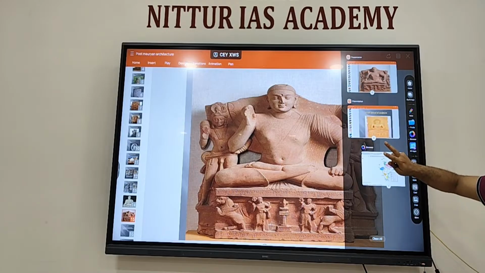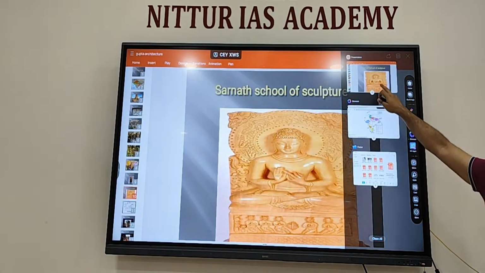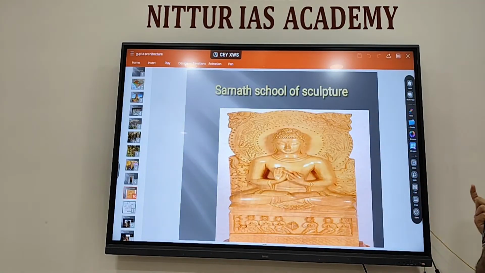So two broader schools are developing. What are the two broader schools? As we discussed, the Mathura school as well as the Sarnath school. These broader schools are there. Along with that, minor regional schools are also there, in the form of the Patliputra school and the Vidisha school. So those are important changes in the case of what? The sculpture schools that you are seeing.